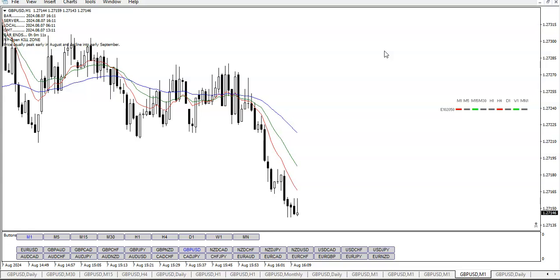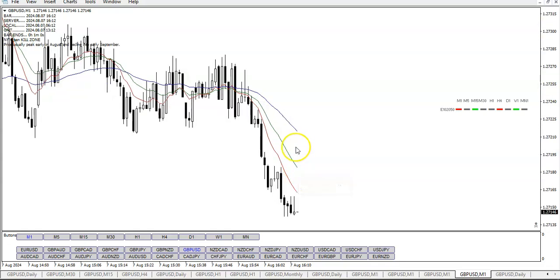So they were saying that if the EMA 10 line is below the EMA 20, which is below the EMA 50, this would indicate you should only be looking for shorts, and then vice versa. If the EMA 10 is above the EMA 20 and the 20 is above the 50, you should only be looking for longs.